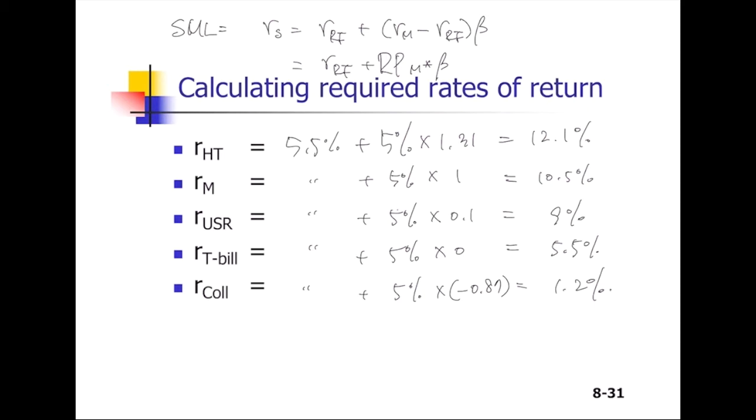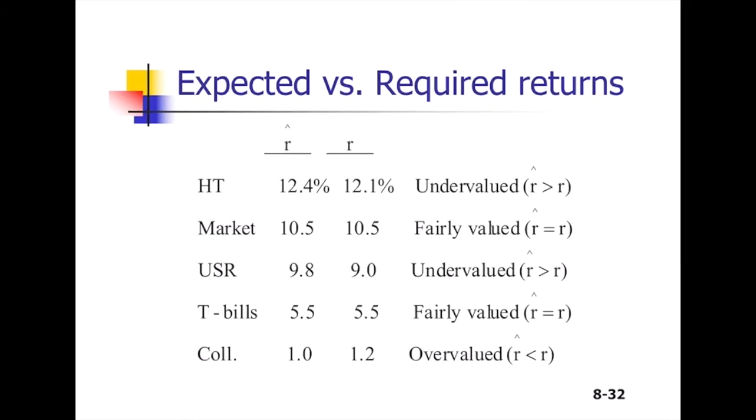As you can see, the collection agency, the required rate of return is lower than risk-free rate. Why? Because it provides a hedge with general market. So they move opposite side with most securities. So we can use collection agency as a hedge. It can diversify the risk and evaluate which stock is overvalued or undervalued.